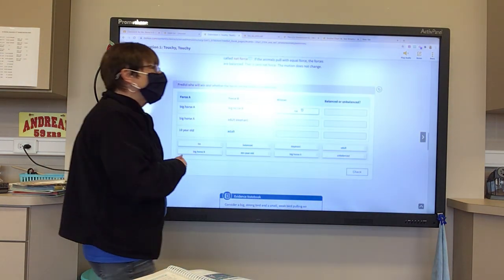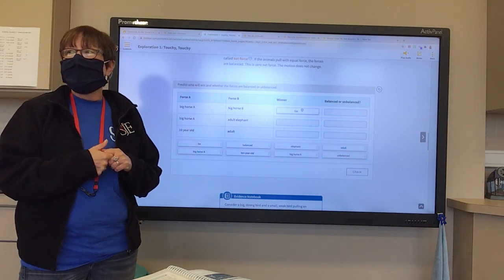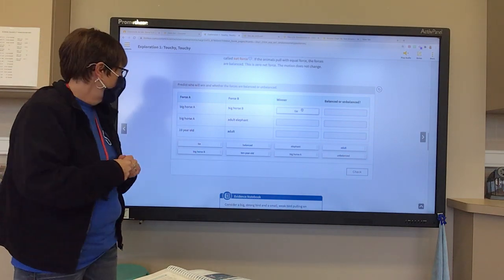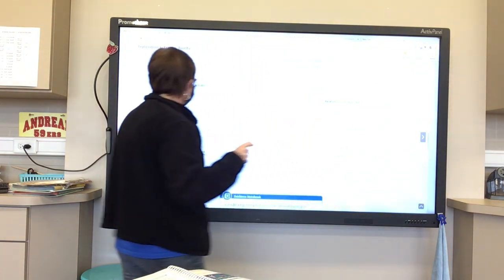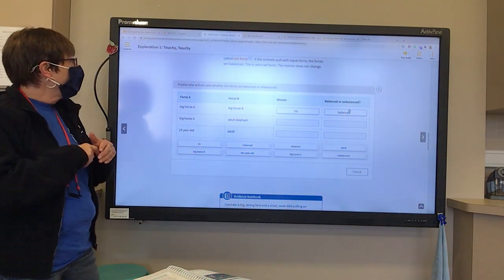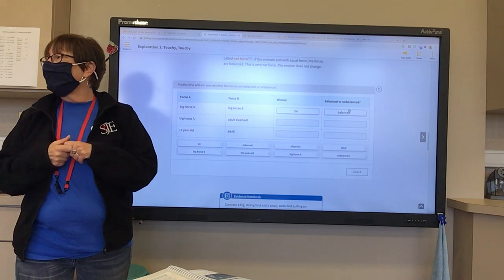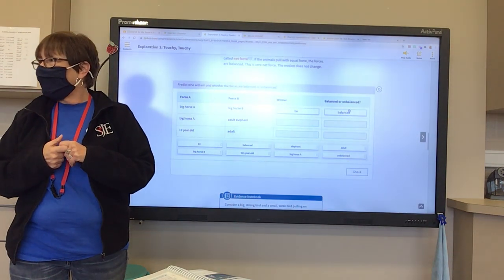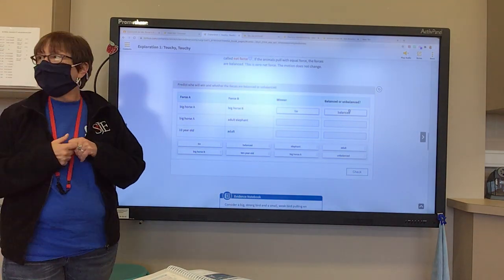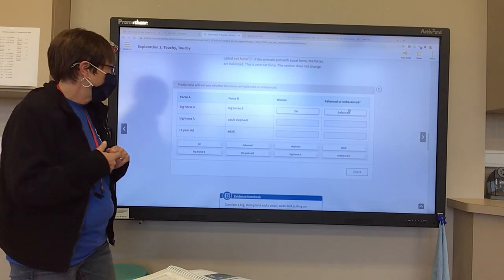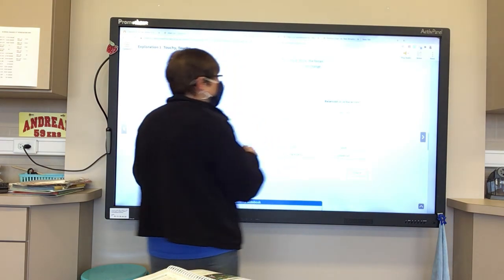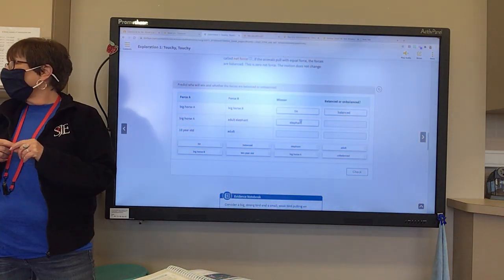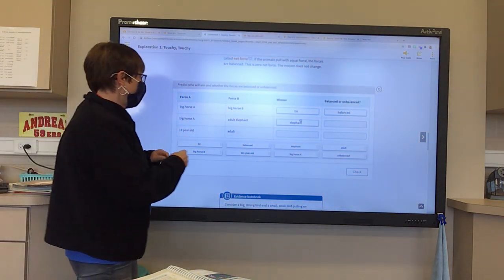Is it balanced or unbalanced? What do you think? Balanced. Balanced, so let's see. Big horse A and adult elephant, who's going to win that? Clark? Big horse A or an adult elephant? Adult elephant. And is it balanced or unbalanced? What do you think? Unbalanced.